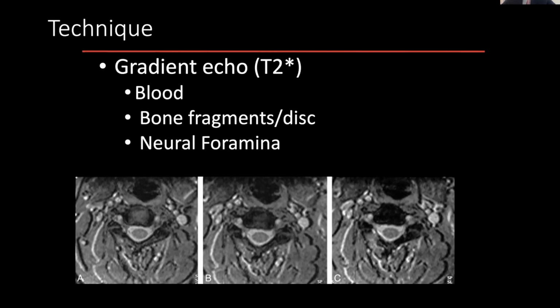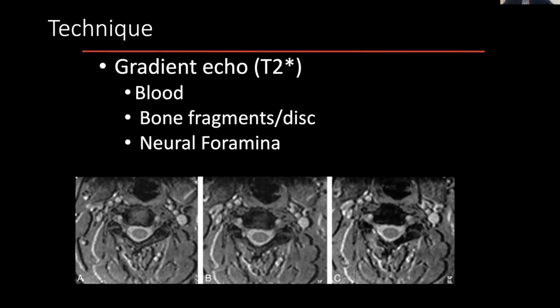But really just telling you what the basic fundamentals of these sequences are that you will see in everyday practice. Similarly, we talk about gradient echo or T2 star. Some people call this a hemosiderin sequence because it's typically good for looking for blood products.